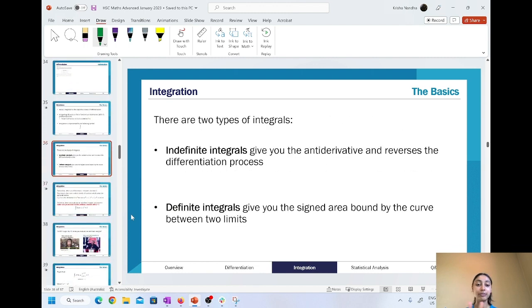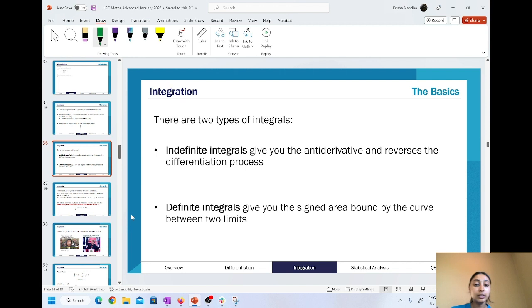Okay, so there are two different kinds of integrals. The first one that we'll go through is the indefinite integral. Okay, so it's not set between two bounds. It's just a function, and we're just going to integrate the function and find the reverse of the differentiation. Okay, then we have the definite integral. Definite integrals are really useful when we're trying to find the area bound between two limits. Okay, that's pretty much it.